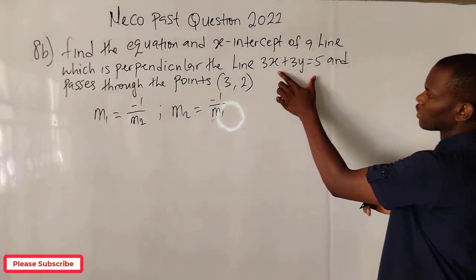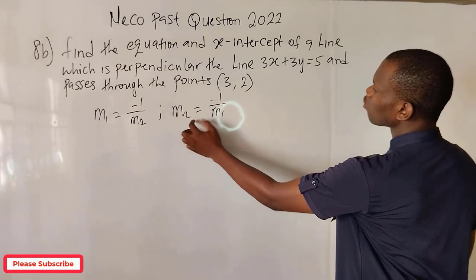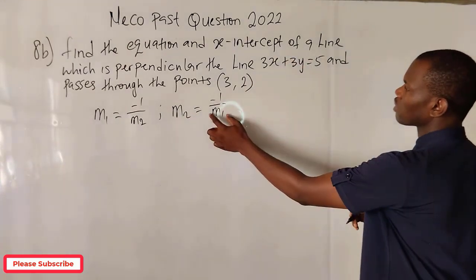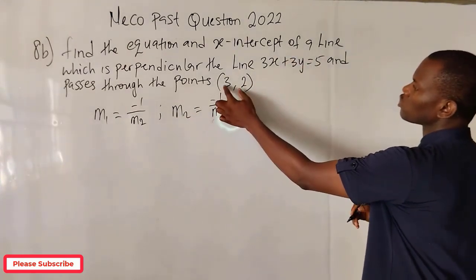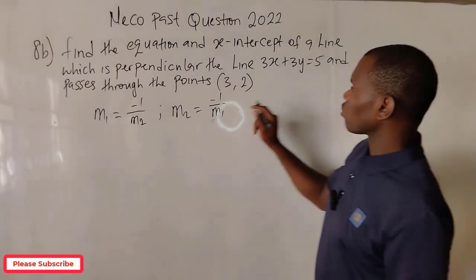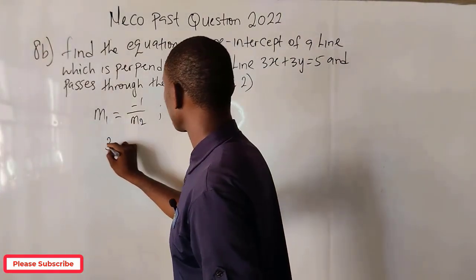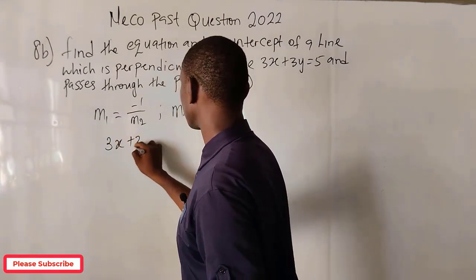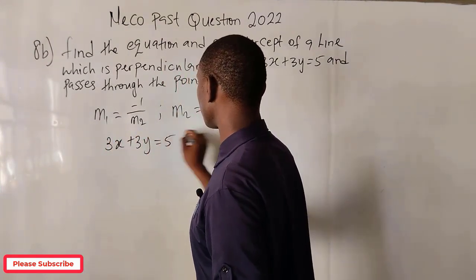So what we are going to do is to find the slope of this line. When we get the slope of this line, we use it to find the slope of the second line. We use that slope and the given point to get the equation of that line. So let's go. I have 3x plus 3y equal to 5.